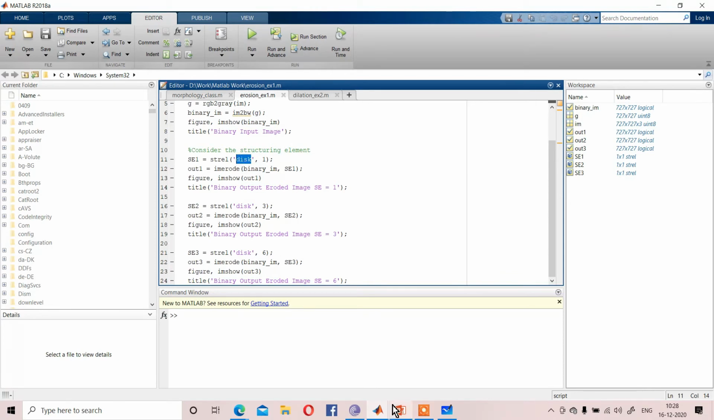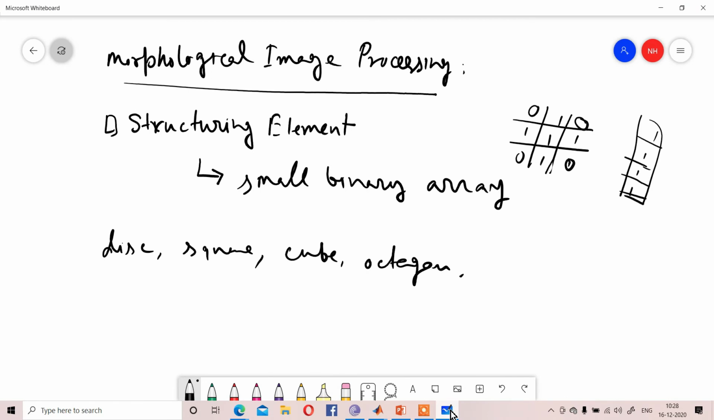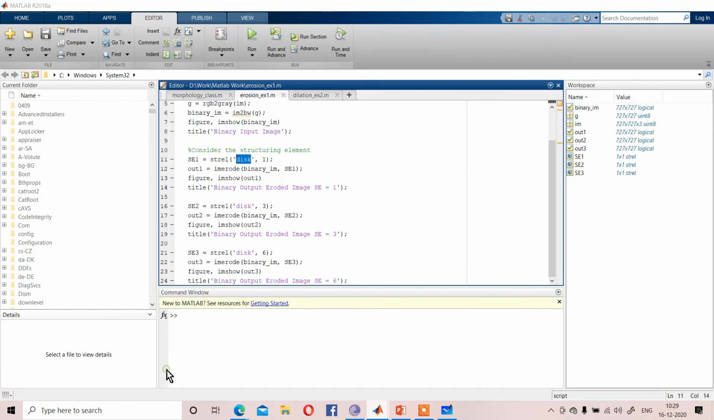Disk-shaped structuring element means the structuring element will look like this. This is a disk, it's a disk format. Okay, so this is your disk-shaped structuring element, and I have considered 1. That means the structuring element will give you a disk where you will have a... if we run that portion, it will be more clear to you.